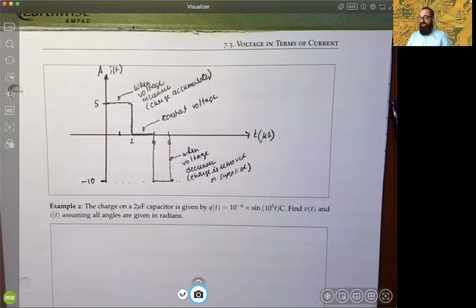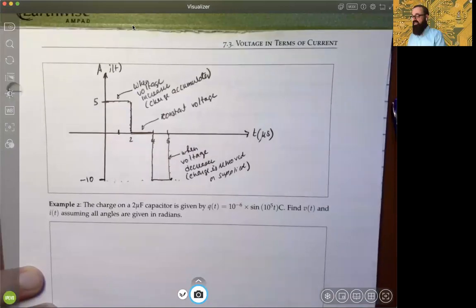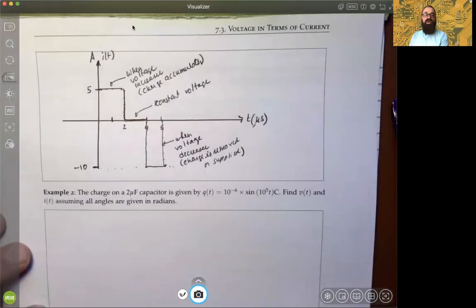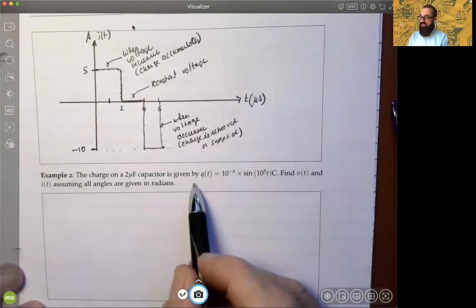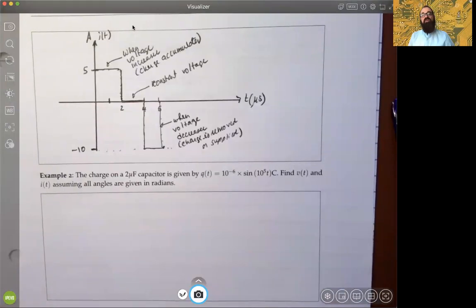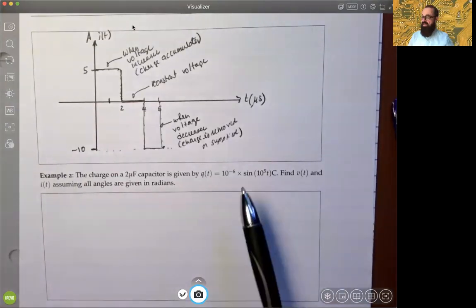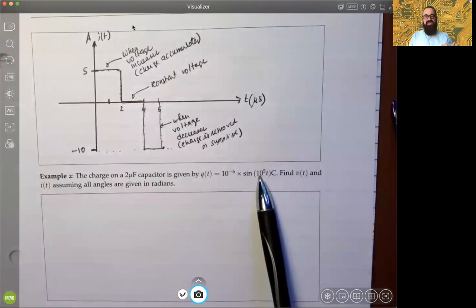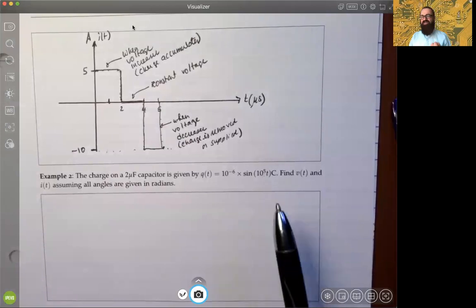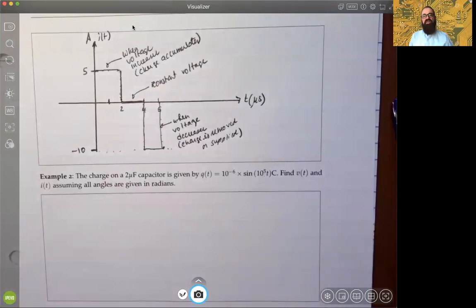Okay? One last example, just from a little calculation standpoint. Suppose you had a 2 microfarad capacitor, and there is the charge function, which clearly changes sinusoidally. Notice that, at the scale we deal with time, it's not unusual to have angles of this magnitude, because time's at a very finite, very minute scale. So 10 to the 5th t, coulombs, sine of 10 to the 5th t, 10 to the 5th t times 10 to the minus 6. Find the voltage and the current, and we assume all the angles are in radians.